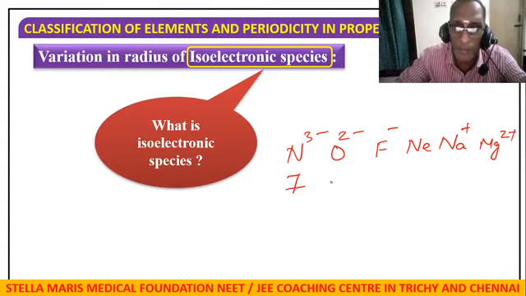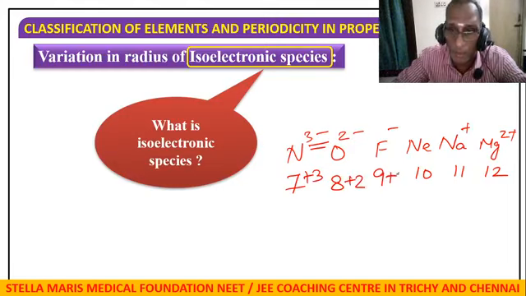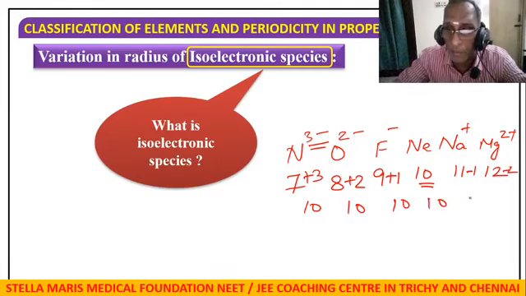Nitrogen atomic number 7, oxygen 8, fluorine 9, neon 10, sodium 11, magnesium 12. So that many electrons are already present, but you add 3 electrons, 2 electrons, 1 electron, neither addition nor loss for neon, and here a loss of 1 electron, here a loss of 2. In all the cases, the number of electrons is only 10.